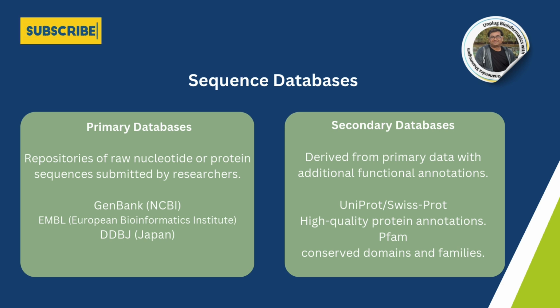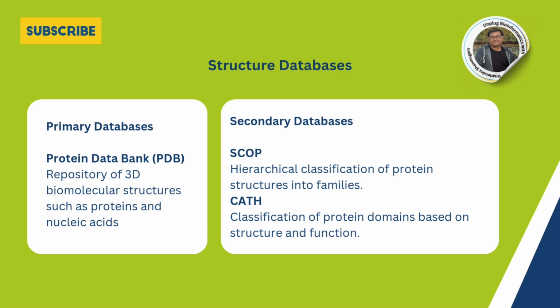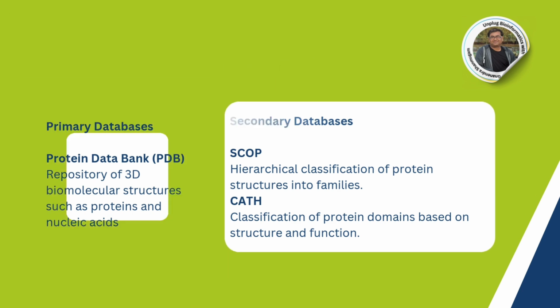Secondary databases hold functional annotations that are derived by fetching the sequence from primary databases. Examples are UniProt that provides functional insights into proteins, and PFAM that provides conserved protein domain family information. Next, coming to the structural databases, PDB provides the experimentally derived 3D structure information of proteins and nucleic acids. Under secondary databases, we have SCOP and CATH. SCOP provides structures that are classified based on families, and CATH provides structures classified based on structure and function.